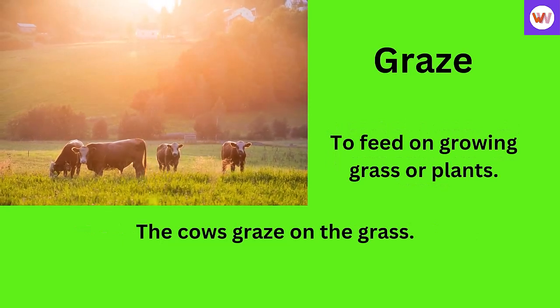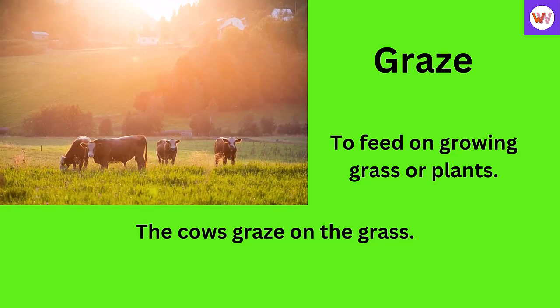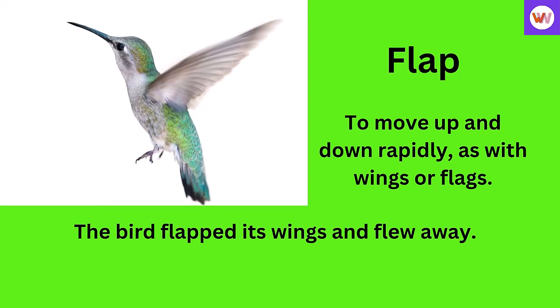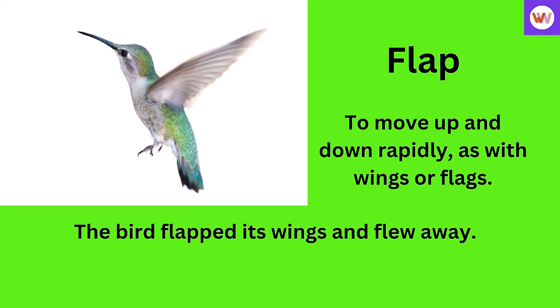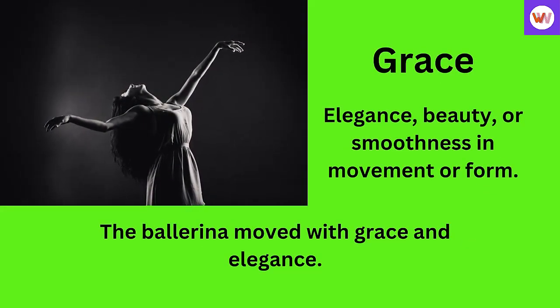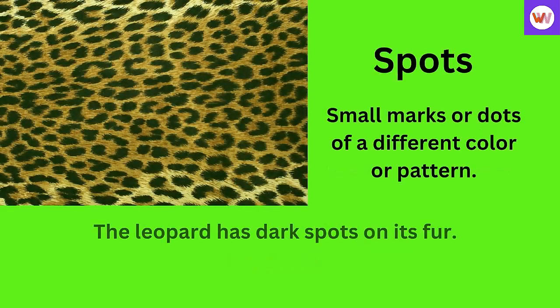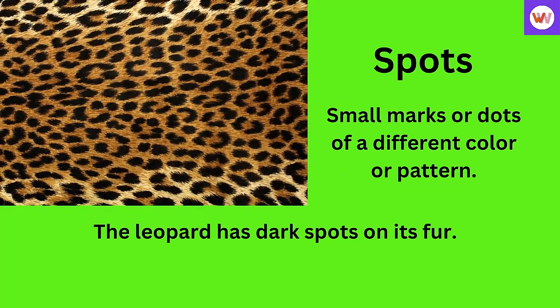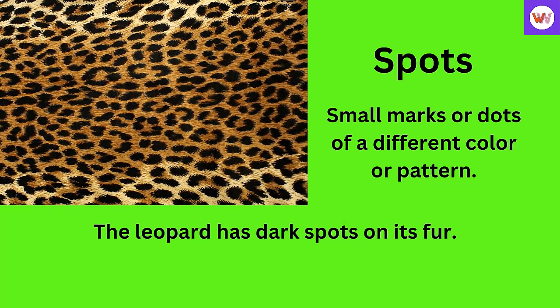Graze. To feed on growing grass or plants. The cows graze on the grass. Flap. To move up and down rapidly, as with wings or flags. The bird flapped its wings and flew away. Grace. Elegance, beauty, or smoothness in movement or form. The ballerina moved with grace and elegance. Spots. Small marks or dots of a different color or pattern. The leopard has dark spots on its fur.